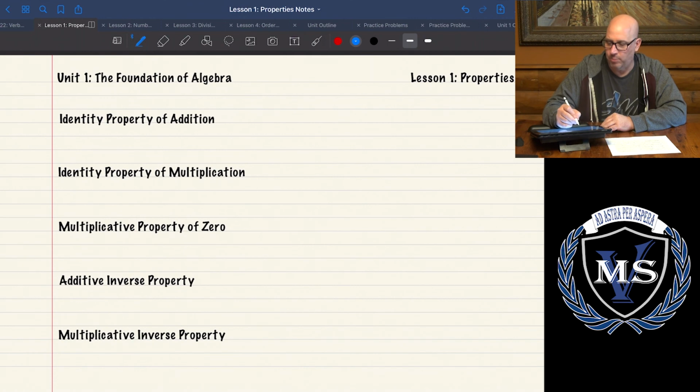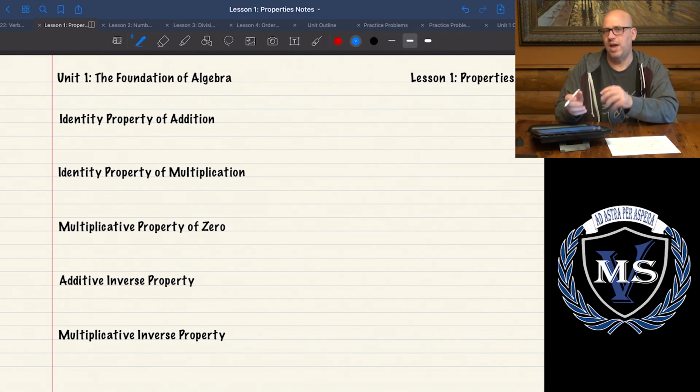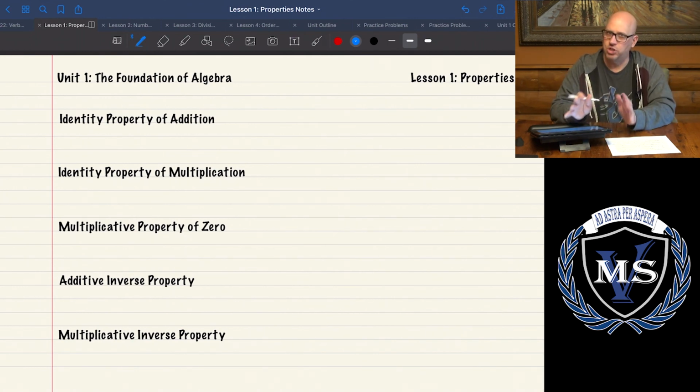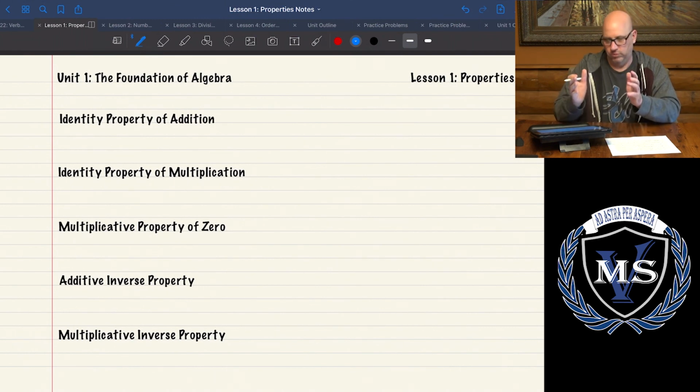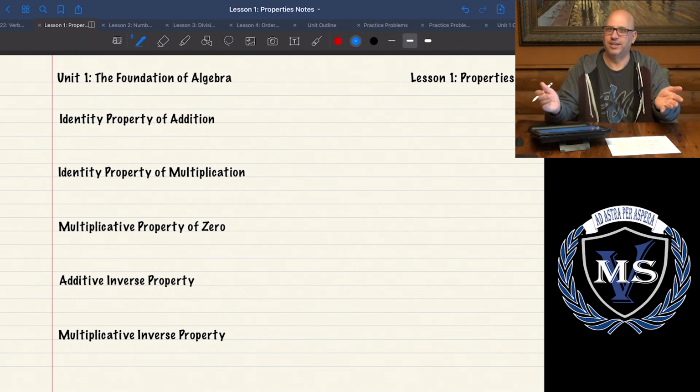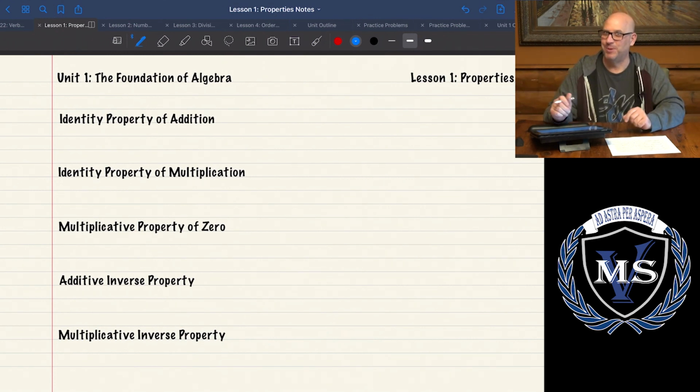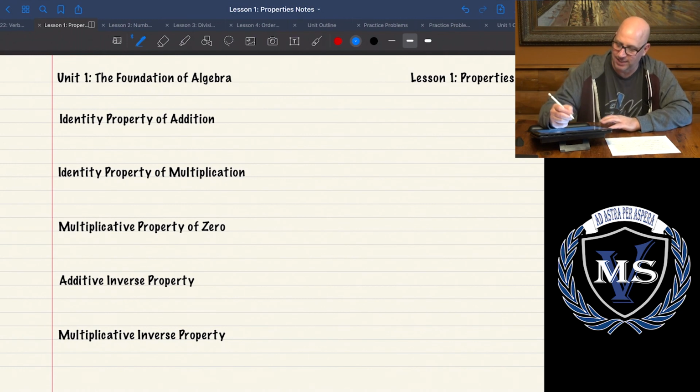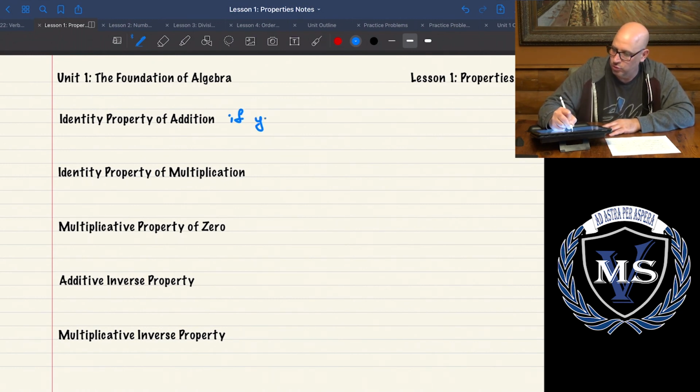The identity property of addition. What could you add to a number and it would never change that number? 0 is hopefully what you're thinking. You could add 0 to anything and it doesn't change it. That's the identity property of addition. Any guess on what the identity property of multiplication is? What can you multiply any number by and not change it? 1.